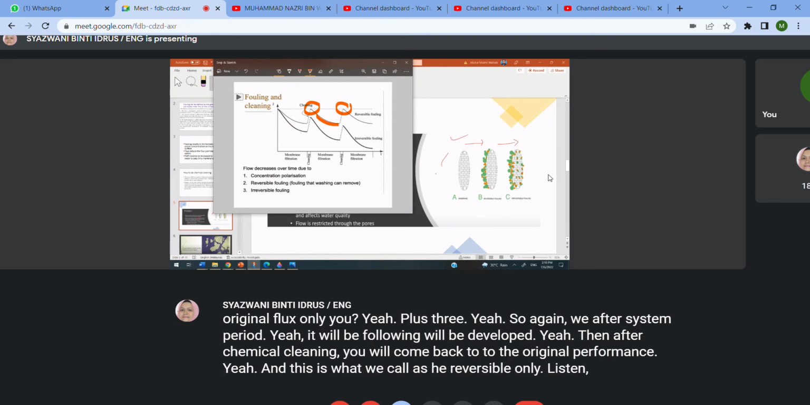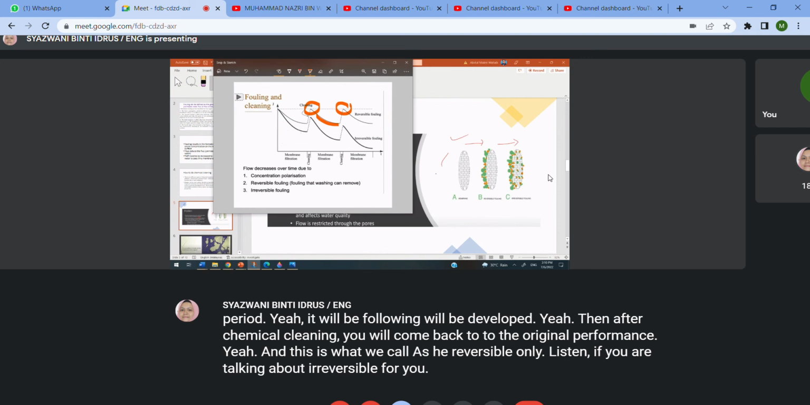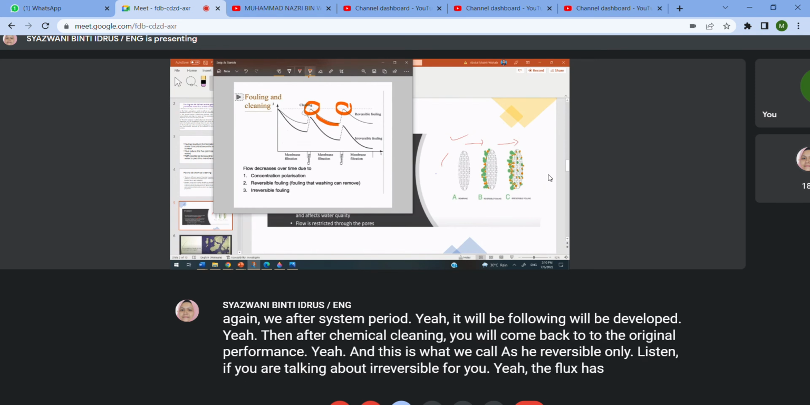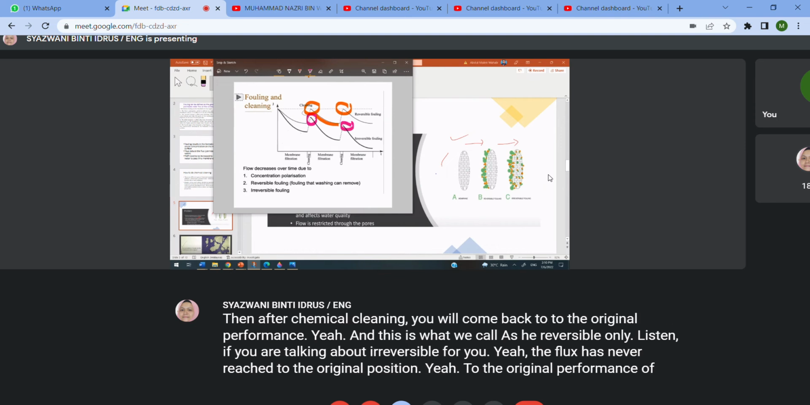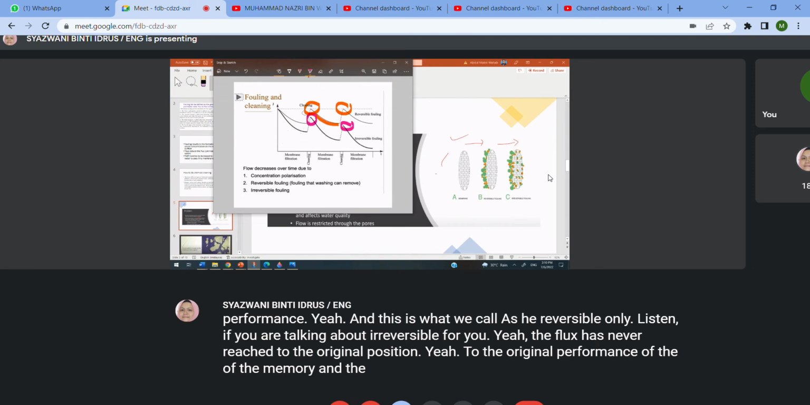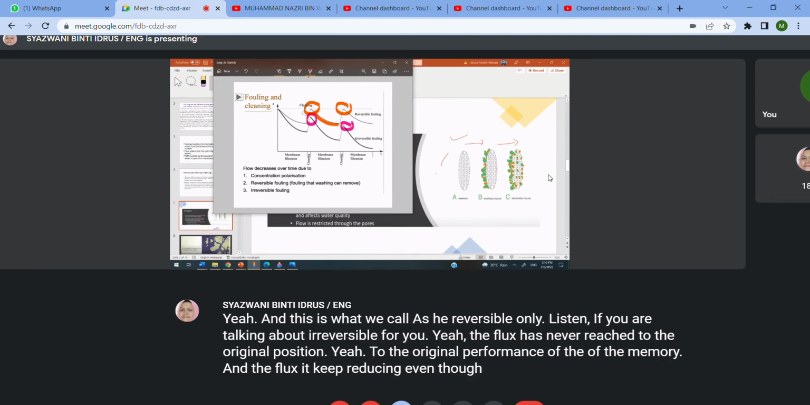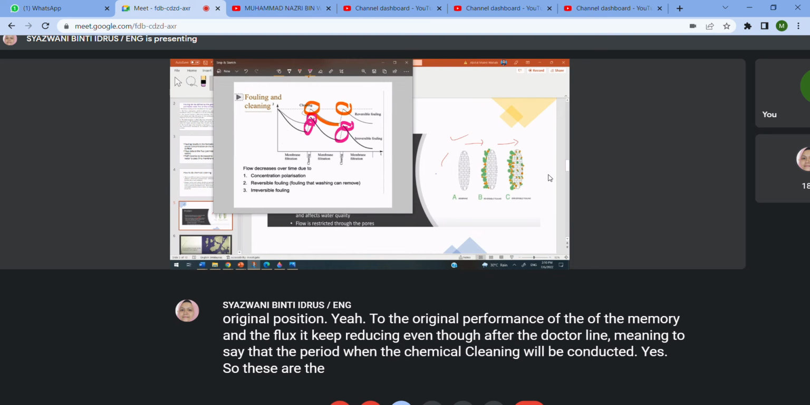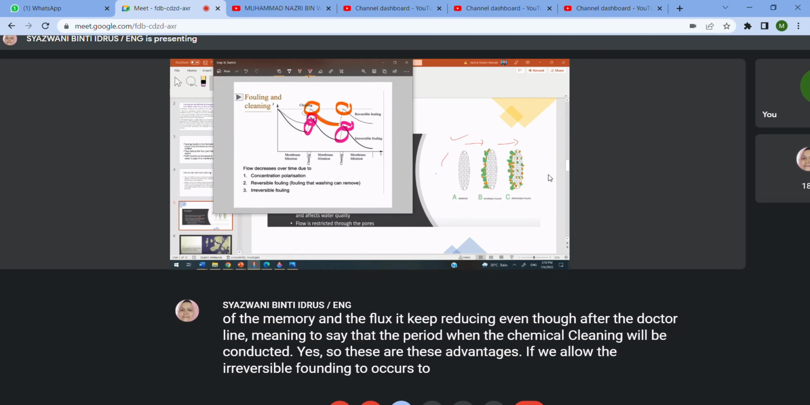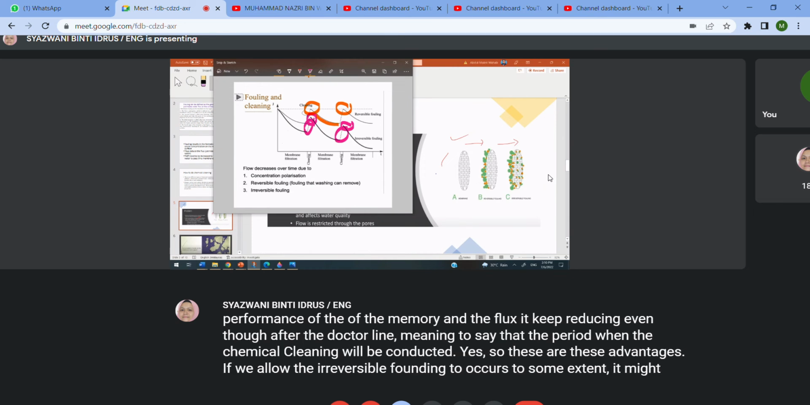Nevertheless, if we are talking about irreversible fouling, the flux never reaches the original performance of the membrane. The flux rate keeps reducing even after the dotted line, which marks the period when the chemical cleaning was conducted. So these are the disadvantages. If we allow the irreversible fouling to occur, to some extent it might cause cracking of the membrane.